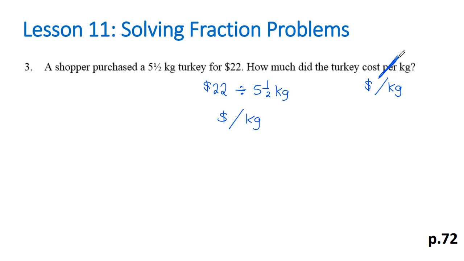So because the question wants money per kilograms, we are going to divide in that same order. We're going to take $22 divided by 5.5 kilograms, and what that does is it gives us money per kilograms in our final answer. And we are going to follow the same steps, setting this up as 22 over 1 divided by the improper fraction of 5.5, which is 11 over 2. And then we're going to keep, change, and flip in order to solve for the cost per kilogram.